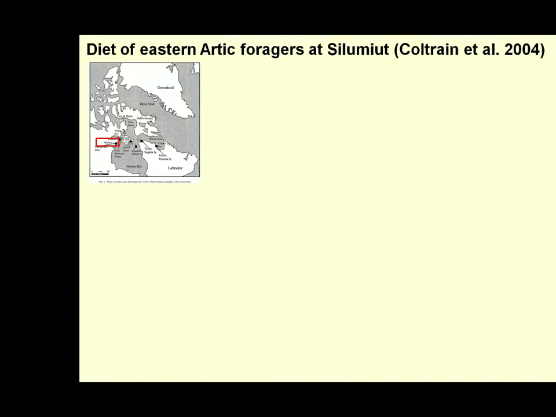And I will start first with this publication by Coltrane et al. that came out in 2004, and it refers to the diets of Arctic foragers from the island of Silumut. So here we have a graveyard of Arctic foragers, and their bone remains were analyzed. Also analyzed were extensive faunal remains from the site. And here we have defined the two potential food sources and their isotopic signals. Those are terrestrial mammals and marine mammals.